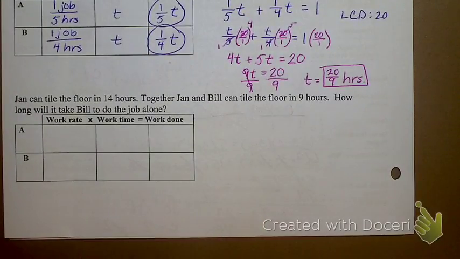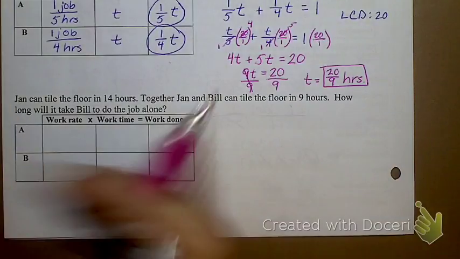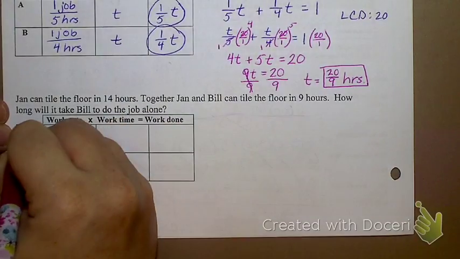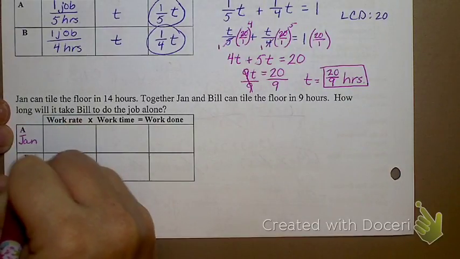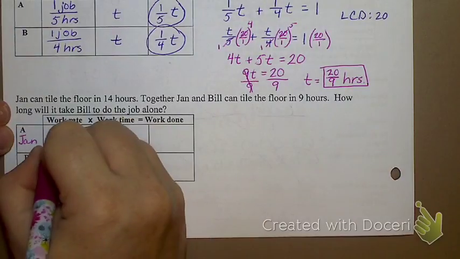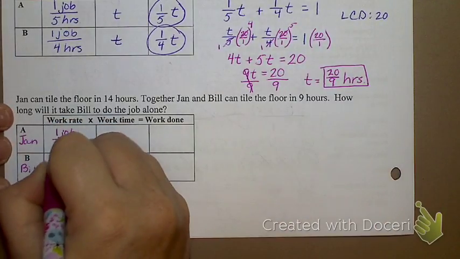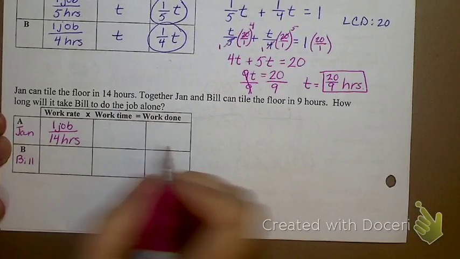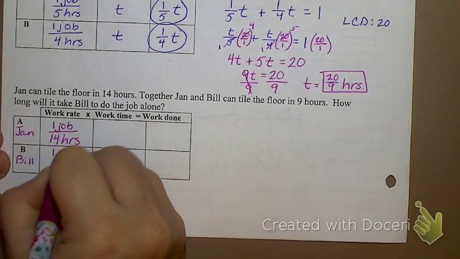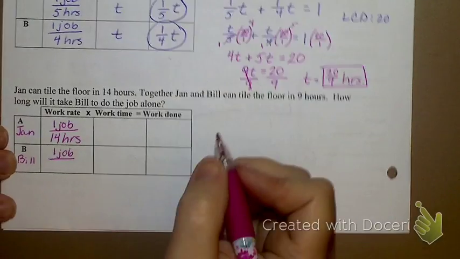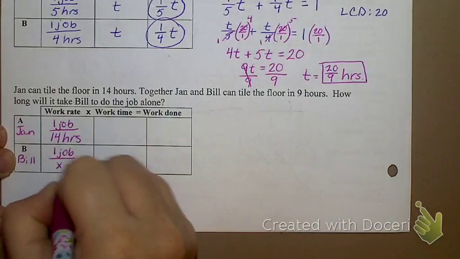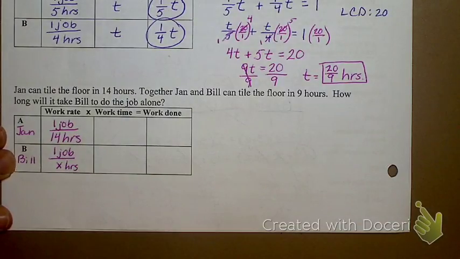Jan can tile the floor in 14 hours. Together, Jan and Bill can tile the floor in 9 hours. How long will it take Bill to do the job alone? So, Jan, we're going to call A, Jan, and B, Bill. So Jan can complete one job in how long? 14 hours. Bill can complete one job in how many hours? We don't know, so we'll call it X hours. That's what we're trying to find out.